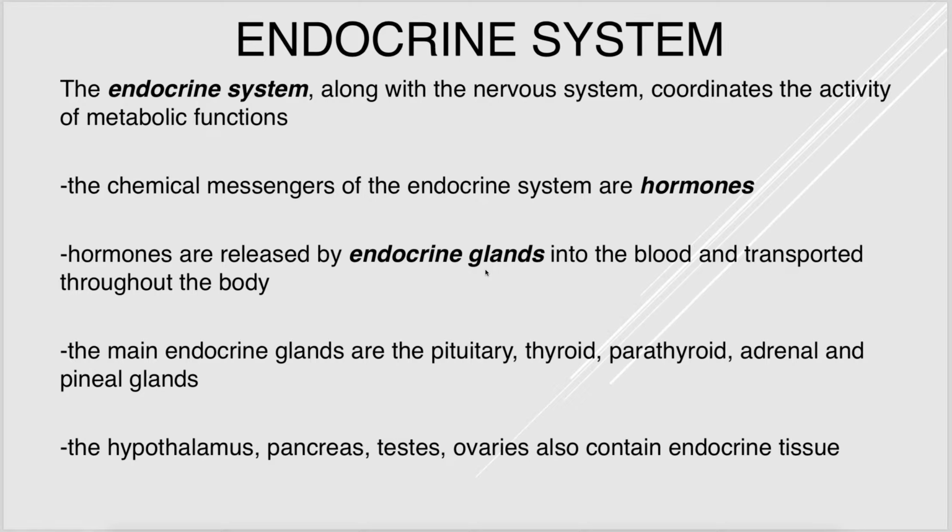Now, the endocrine glands that produce these hormones include things like the thyroid, parathyroid, pituitary, and the adrenal glands. Those are kind of the main endocrine glands, and what I mean by that is basically their primary function is to produce hormones. But there are many other tissues that also produce hormones.